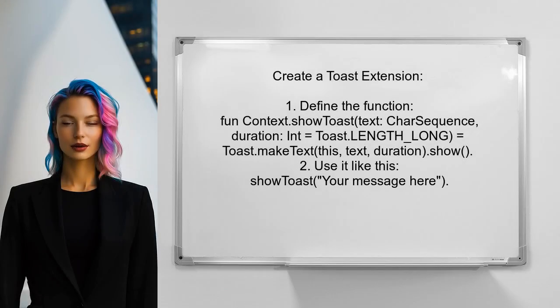Additionally, you can create your own extension function for toast messages to make your code even cleaner. For example, define a function like this, fun Context.showToast(text: CharSequence, duration: Int = Toast.LENGTH_LONG) = Toast.makeText(this, text, duration).show(). Then use it simply by calling showToast with your message.